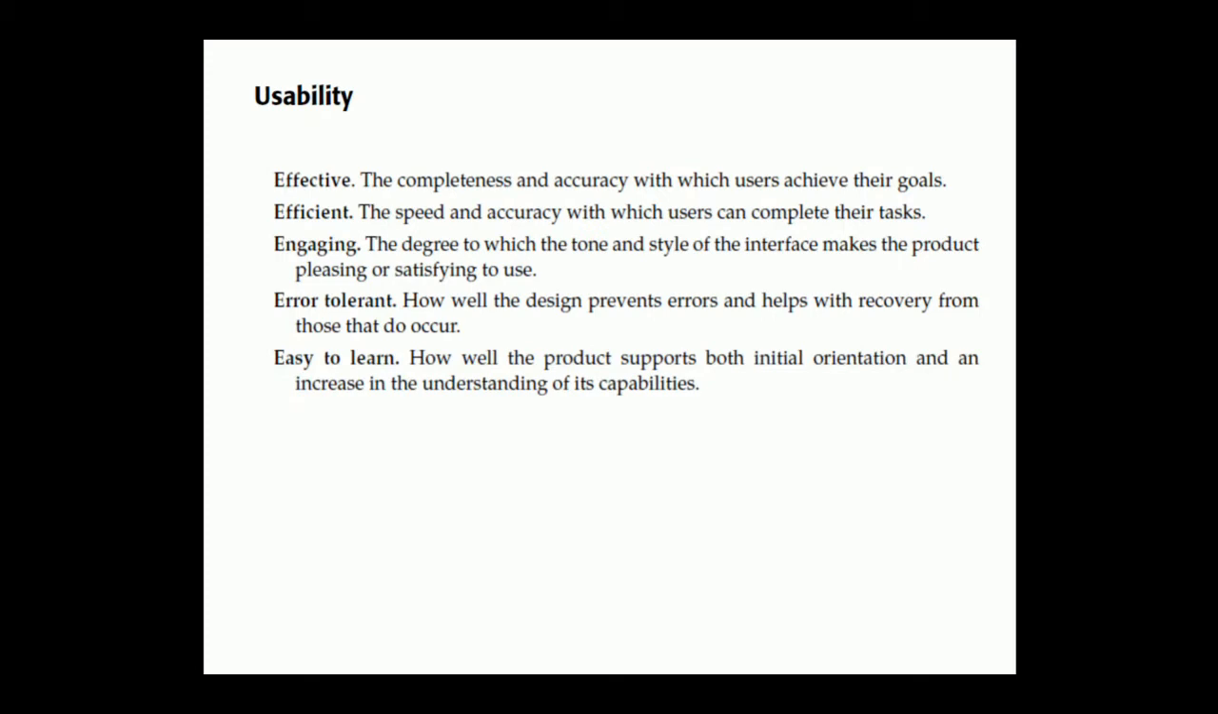Similarly, engaging means the degree to which the tone and style of the interface makes the product pleasing or satisfying to use. Error tolerant, how well the design prevents errors and helps with recovery from those that have already occurred. And it should always be easy to learn. That is how well the product supports both initial orientation and increase in understanding of its capabilities.